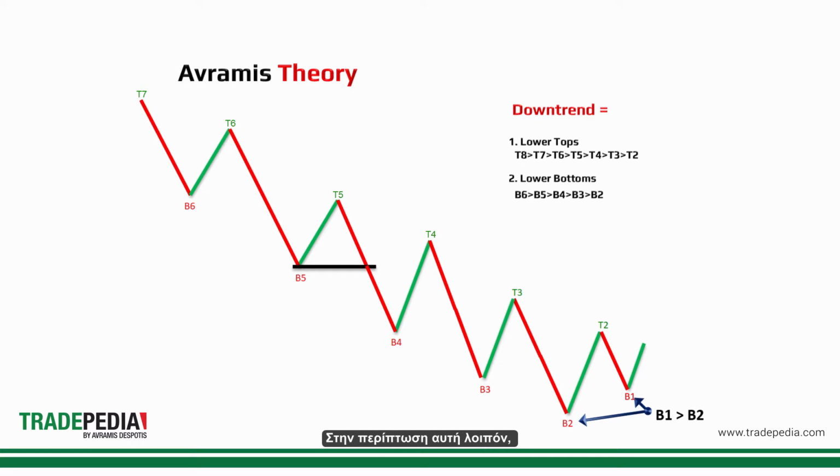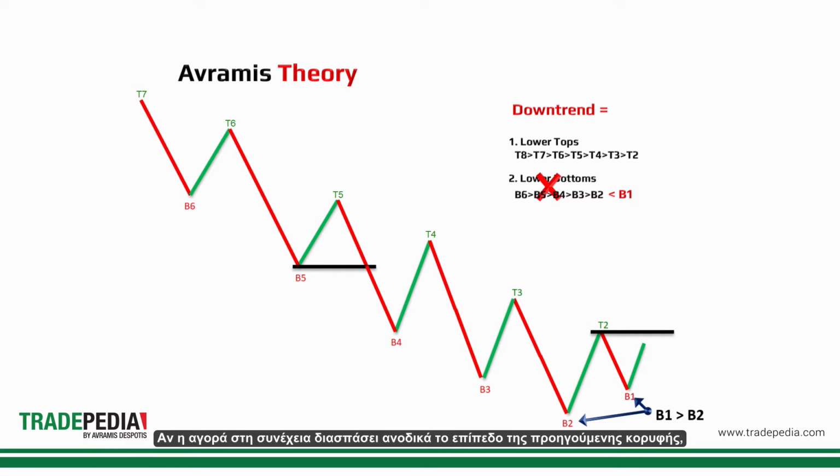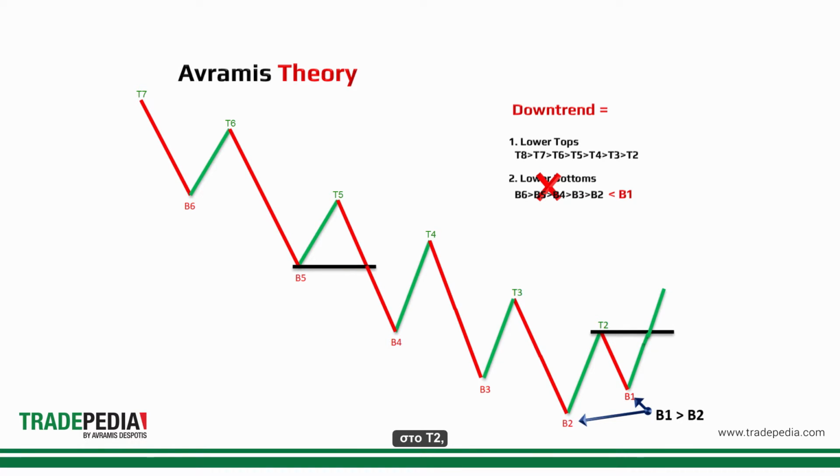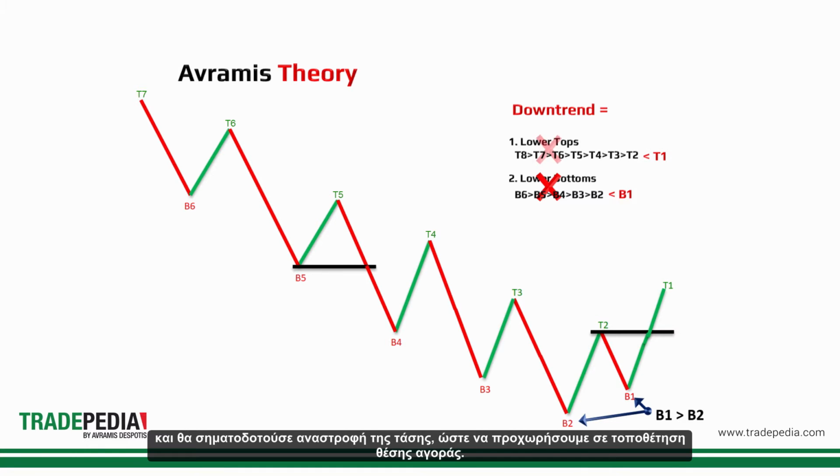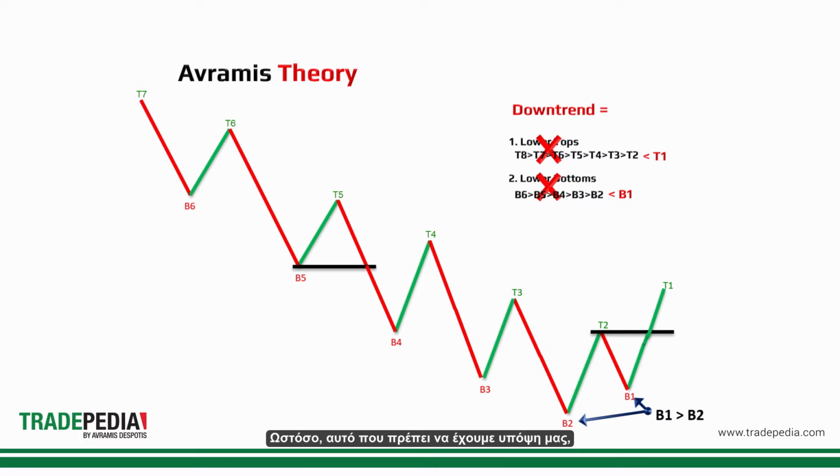In this case, we have a possible trend reversal, since one of the characteristics of the downtrend has already been destroyed. Now, if the market is to break above the level of the previous top at T2, this would destroy both of the characteristics of the downtrend and signal a trend reversal to go long. However, what we must keep in mind is that a trend reversal is only activated once the market breaks above the previous top at T2.